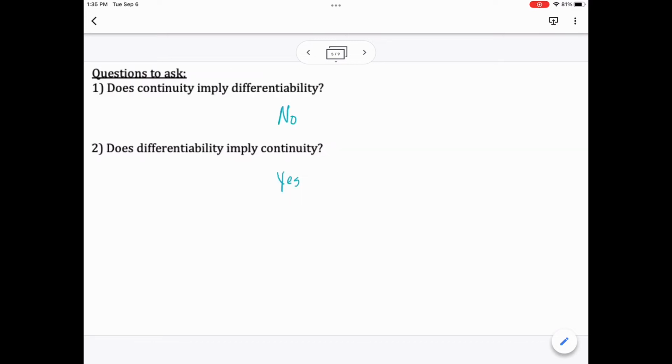Now, there are a few questions to ask here. Does continuity imply it's differentiable? And that is actually no. Just because something's continuous doesn't mean it's always differentiable at that position. Does differentiability imply continuity? Actually, yes. If I can find the derivative, then that means it has to be continuous by the definition of differentiability. So those two things are not always the same for these problems.